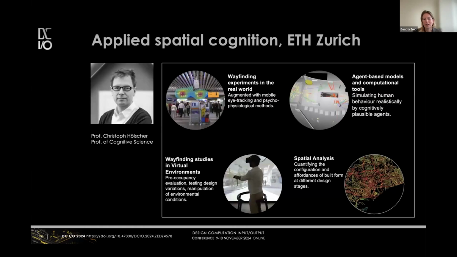I'm part of the cognitive science group at ETH Zurich. So Professor Christoph Hölscher is the professor of cognitive science. He's a psychologist by training. And there are at least two sections of the cognitive science group. One of them is about how we deal with space, how we experience space. So it's like applied spatial cognition. And these are some of the activities and research and teaching topics that we address.